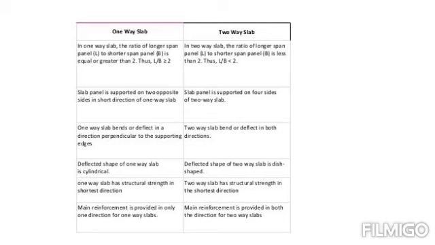In one-way slab, it has structural strength in the shortest direction. In a two-way slab, it has structural strength in both directions. In case of one-way slab, the main reinforcement is provided only in one direction. But in case of two-way slab, the main reinforcement is provided in both the directions.